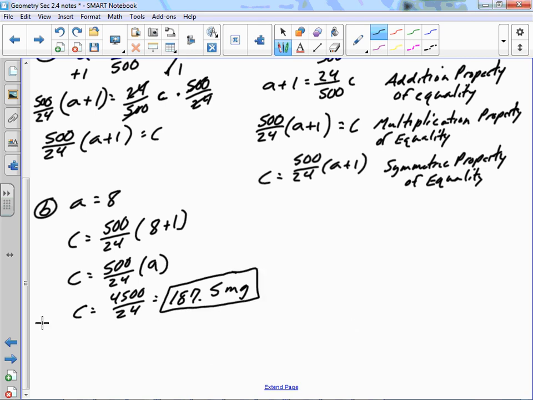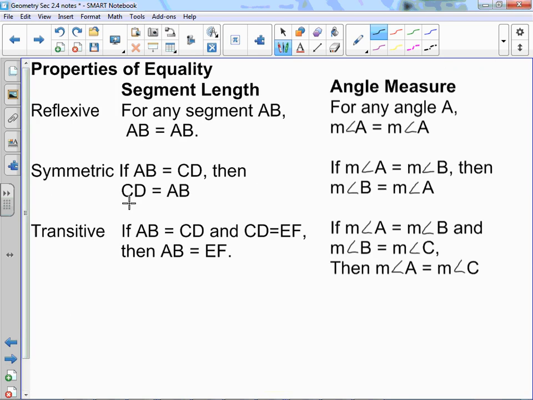All right, so moving on. Properties of equality. The properties of equality, the reflexive, symmetric, and transitive properties that we learned just a second ago, can apply when we're talking about segment lengths or angle measures. Reflexive property: for any segment AB, the length of AB equals the length of AB. Some segment's going to equal itself. Or angle A, the measure of angle A equals the measure of angle A. Any angle is going to equal itself.